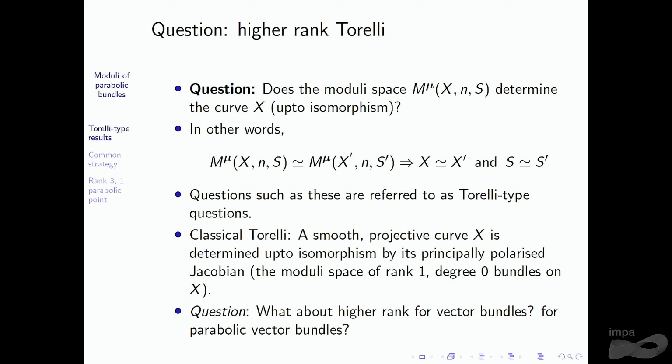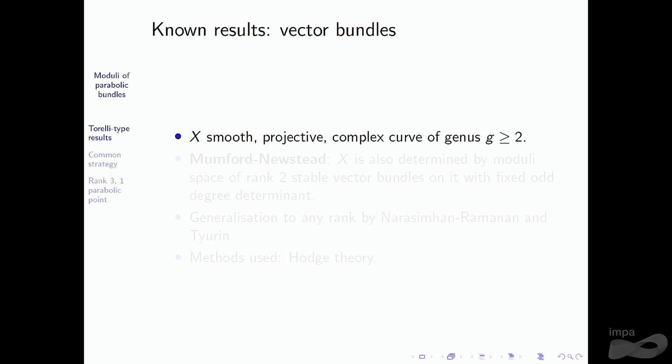OK. So let's do a little bit of history. How do you normally prove things like this? How do you prove Torelli type questions? First of all, what do we know for higher rank Torelli for vector bundles, for parabolic vector bundles?